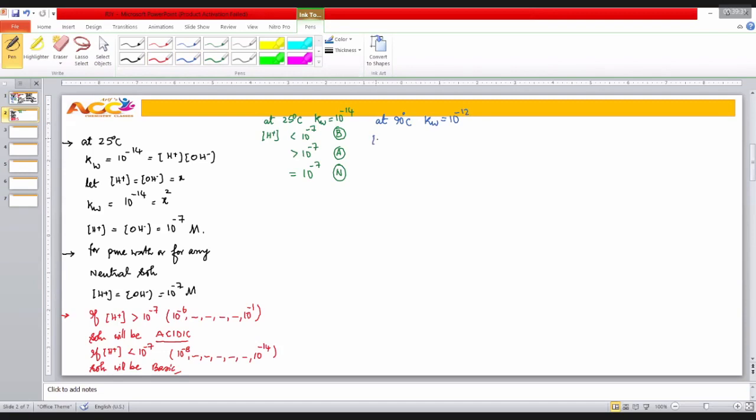Therefore, now I should say the criteria for neutrality or acidic or basic character is H plus ion concentration less than 10 power minus 6, more than 10 power minus 6, equal to 10 power minus 6. The reference has been changed. This solution is called basic, this is called acidic, and this is called neutral. Therefore, remember, saying H plus ion concentration of 10 power minus 7 is neutral is not always correct. It is applicable only at 25 degrees centigrade. Fine. Once you understand this, then you are happy.